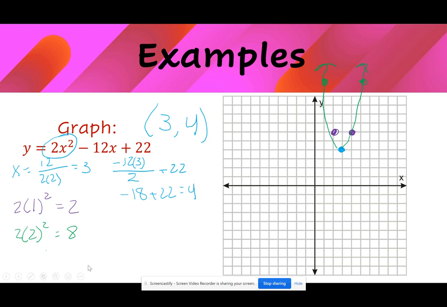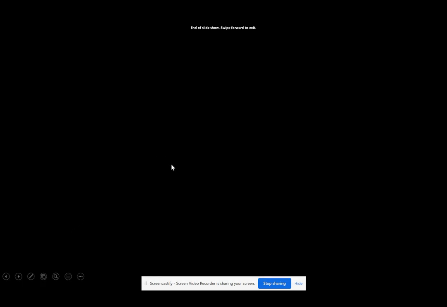So these are the two different ways that you can graph a quadratic when it's in standard form. So I don't care which way you choose, you can choose either way. And then we will practice more in class. Come to class with any questions that you have, and we'll practice.